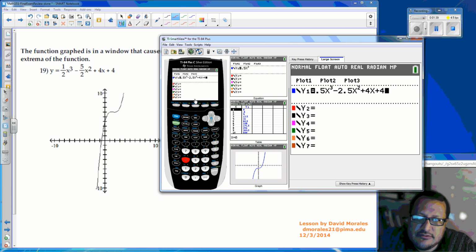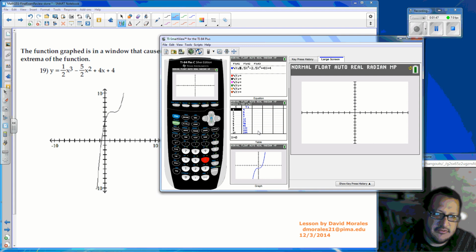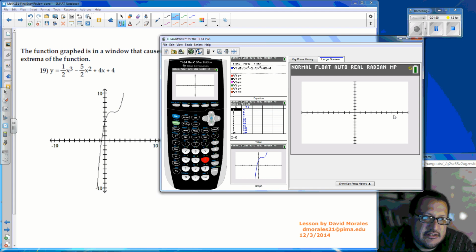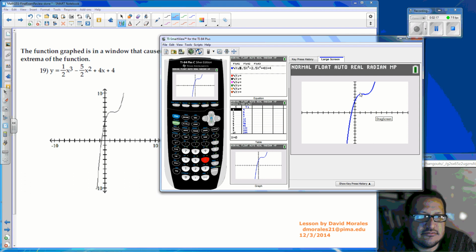Now, a good thing to do whenever you graph is you go to zoom and you want to reset it, zoom standard. If you've been exploring already, this sets it to -10, 10, -10, 10. Now this is what we have here, and we want to know what is going on right here. It looks like this is between 0 and 4, and from 4 to 8. So we're going to go to our window.